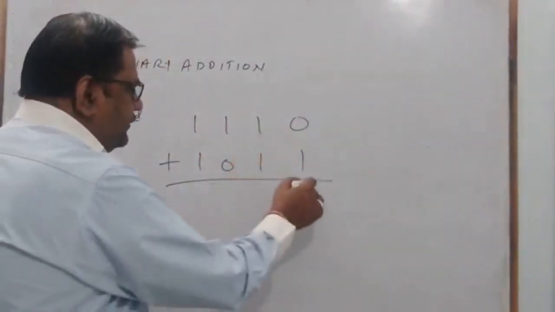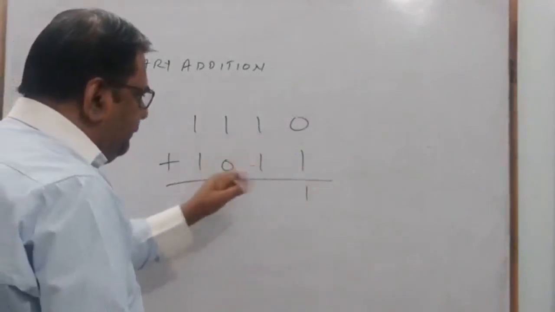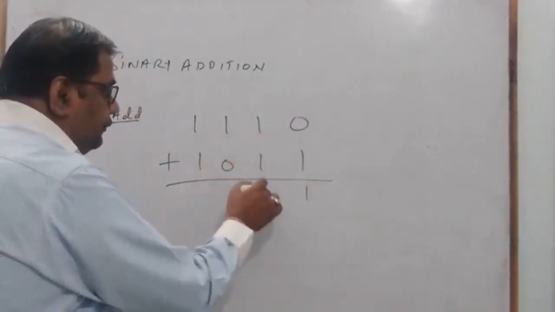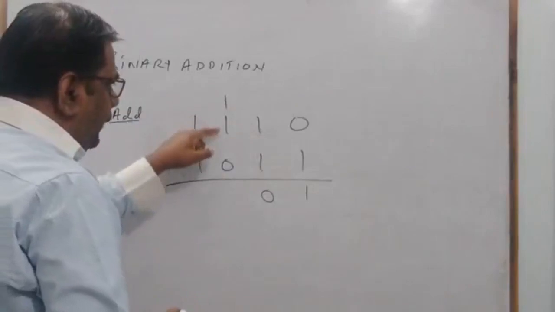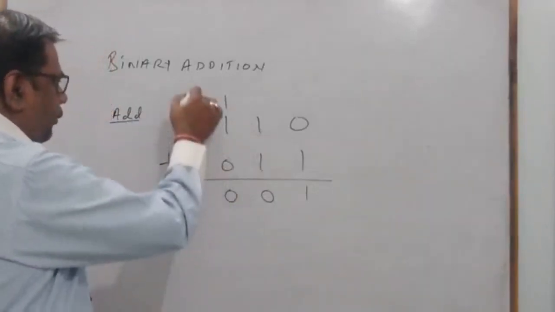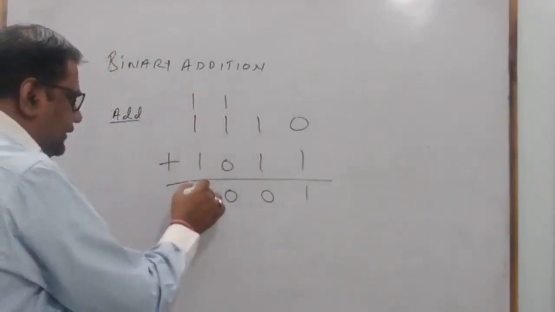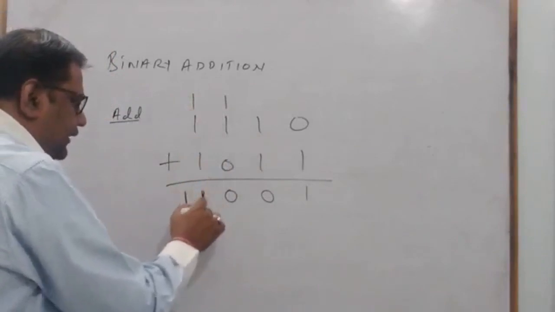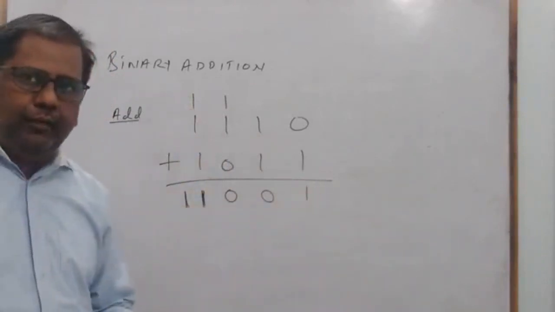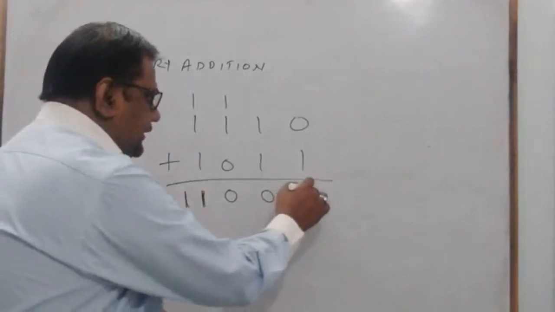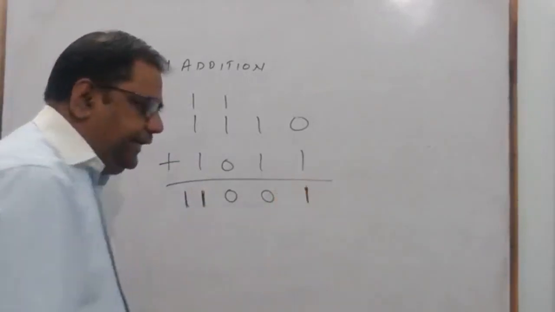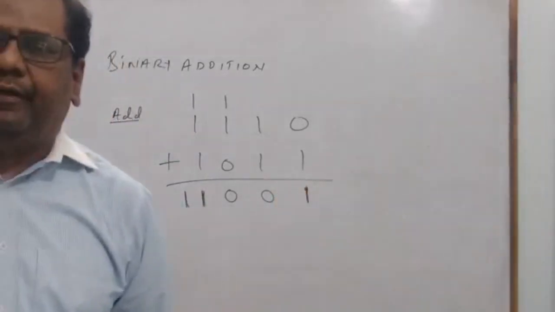0 plus 1 will result in 1. 1 plus 1 will result in 0 and 1 carry. 1 plus 1 will result in 0, 1 carry. 1 plus 1 plus 1 will result in 1 and 1 carry. Therefore, the result is 11101. This is the final answer that you will get when you are adding two binary numbers.